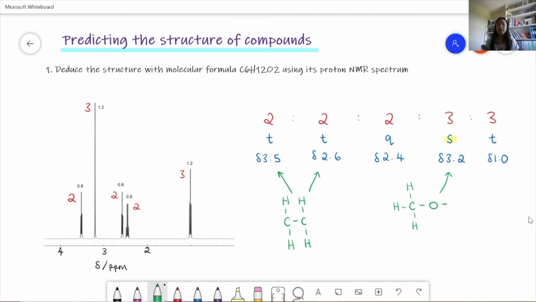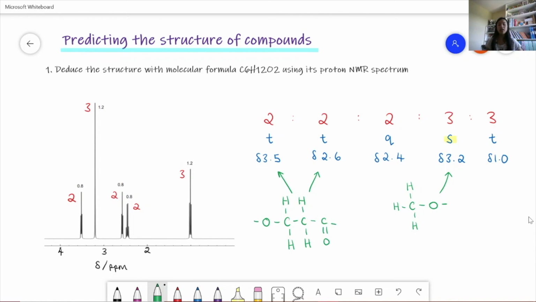So then looking at our data booklet values for the chemical shift, we've got 3.5 and 2.6, and that corresponds to one of the hydrogens being attached to a carbon with an oxygen, and the other hydrogen being attached to a carbon with a double bond oxygen. And so I can guess that one of these would be attached to an oxygen and the other one would be attached to a carbon with a double bond oxygen.